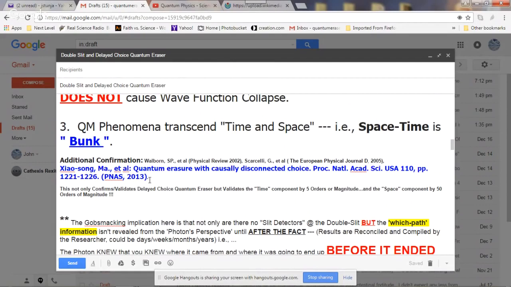Additional confirmation. There's a few of them. There's probably hundreds of them. The three I picked out. But the big one is this one, the quantum erasure with the causally disconnected choice from PNAS. This not only confirms and validates the delayed choice quantum eraser, but validates the time component by 5 orders of magnitude, and the space component by 50 orders of magnitude. Their experiment was space-like separated by 45 kilometers.